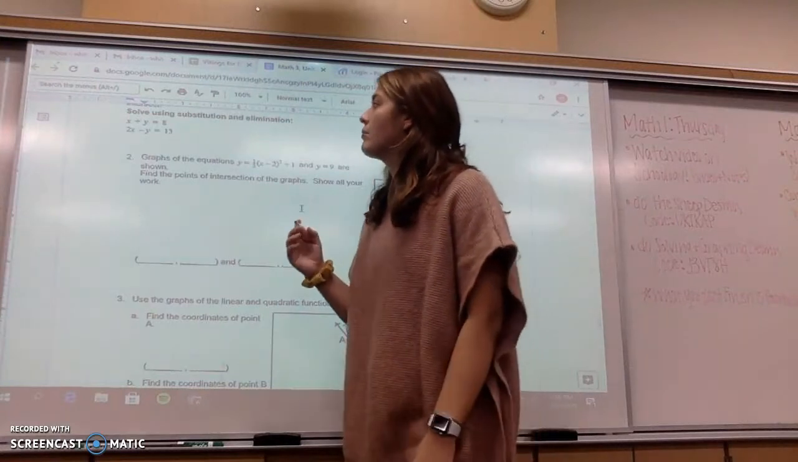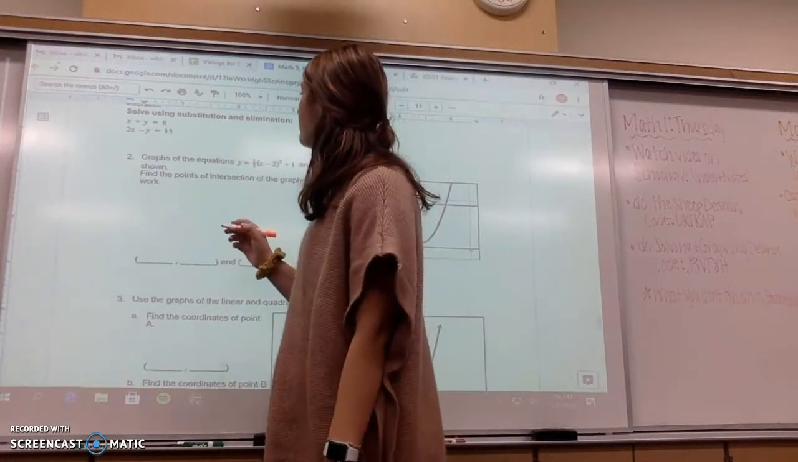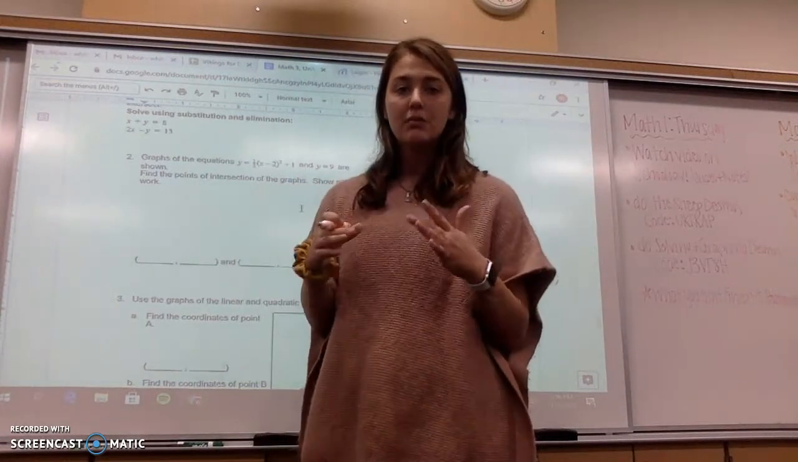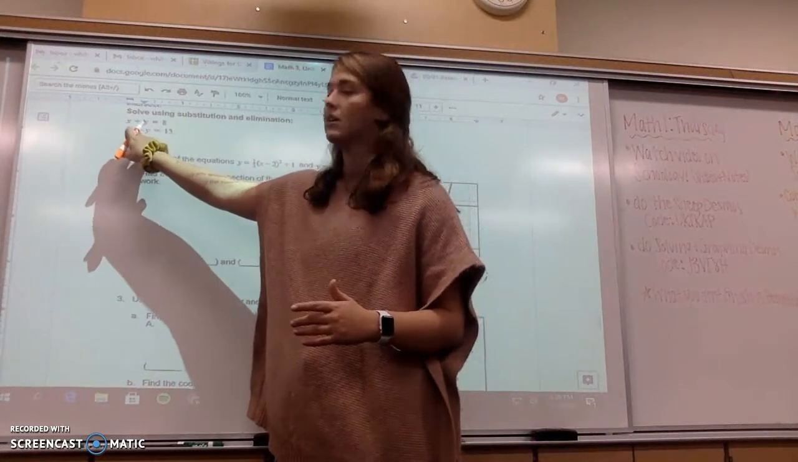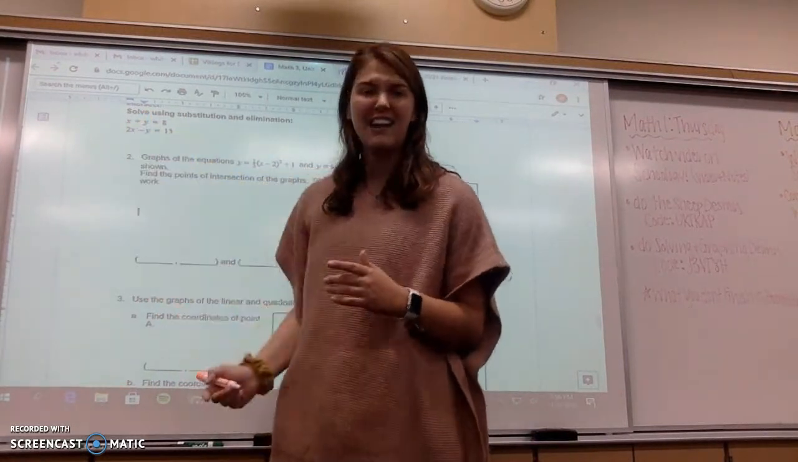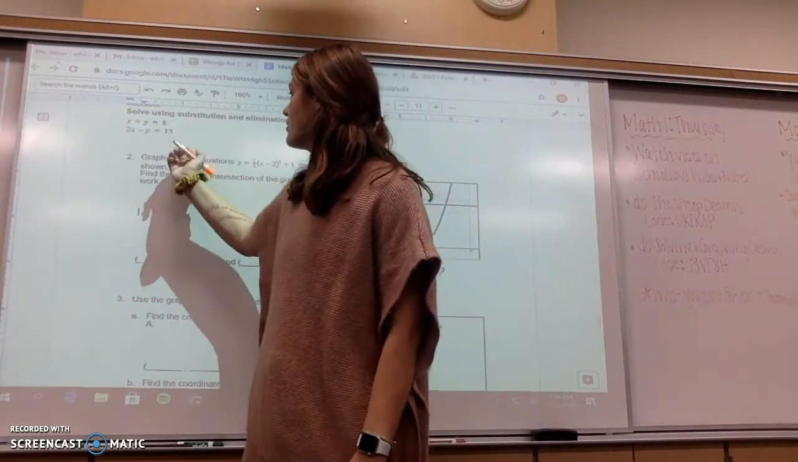The first way you can do it is elimination. This one is set up perfectly for elimination. To do elimination, you have to have an opposite between each other. So right now, positive y and negative y are opposites of each other, so all we're going to do is add down.